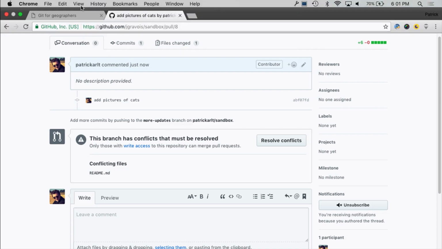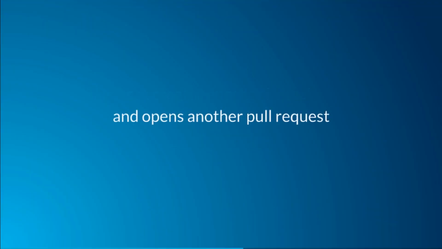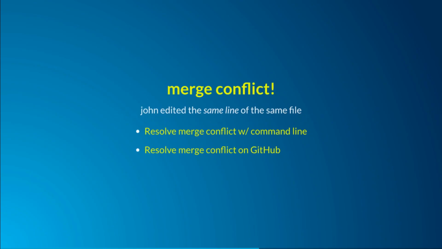So there's a couple different ways to resolve these conflicts. So I opened up a pull request. We edited the same line. There's two ways to do it. You can resolve with the command line, which I'll show you, but I'll also click the button and show you how you can do that on GitHub now.